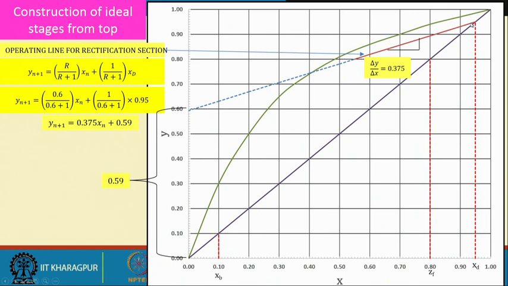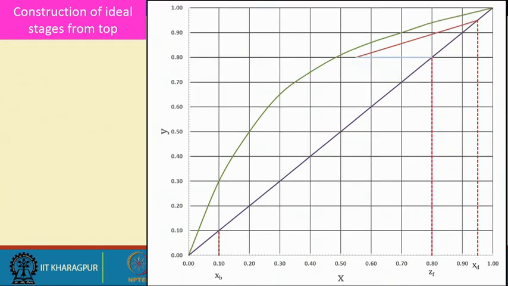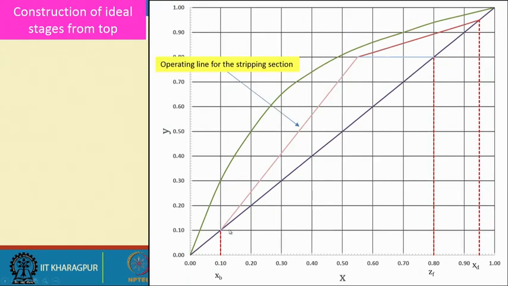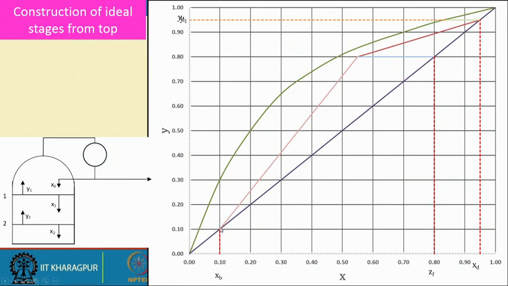After drawing the operating line for the rectifying section, we draw the feed line, and because it is saturated vapor, here we are drawing the horizontal line for the feed. And once we know the intersection between the operating line of the rectifying section and the feed line, from this point of intersection, we simply join the XB point to get the operating line of the stripping section.